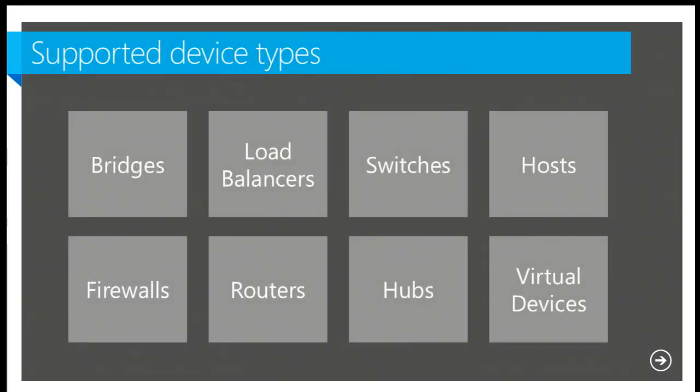Now, the devices we support. This is not an authoritative list, but just to give you an idea of the devices you could monitor from Operations Manager. We'd have support for bridges, load balancers, switches, of course, firewalls, routers, hubs. And on the right-hand side, you actually see hosts and virtual devices, and we'll come back to that in a second, but we do provide network monitoring for virtual networks, as you know, from Hyper-V 2012 and VMM 2012. And I'll show you about the integration and the fact that you can monitor your virtual switches and your virtual ports.